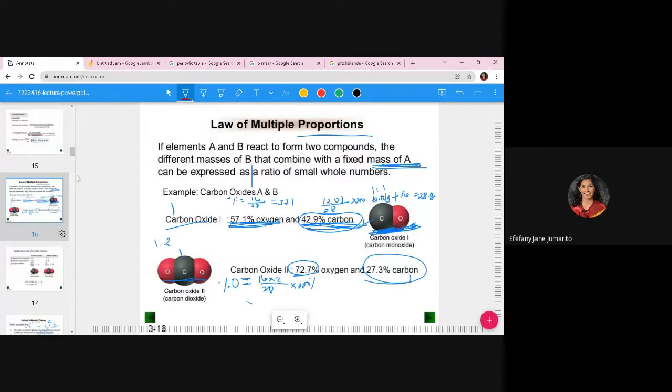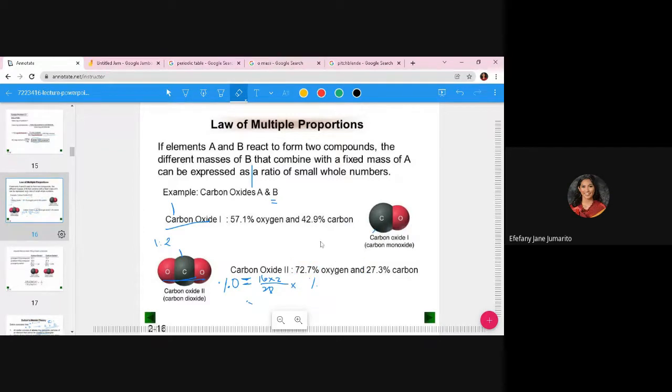All right. Now, what was the first law? Law of mass conservation. The second law is the law of definite or constant composition. Okay, so those are the two laws. Now we have the third law also.